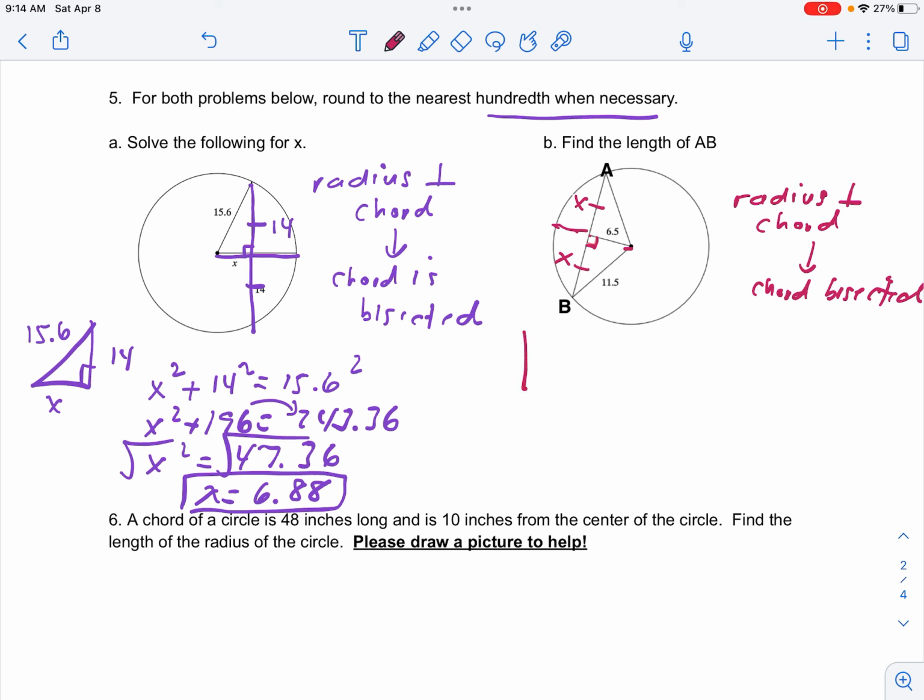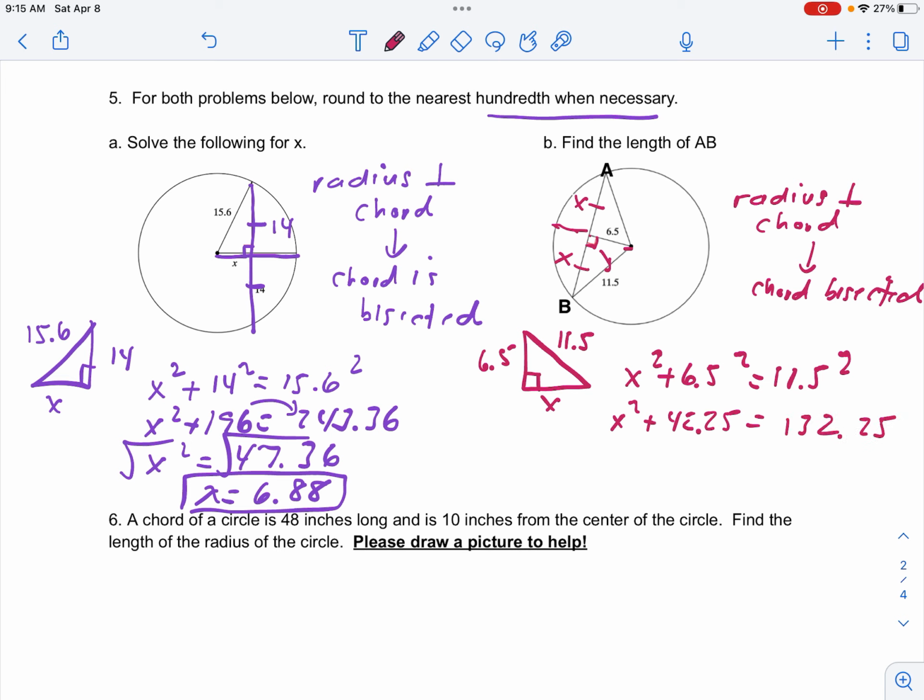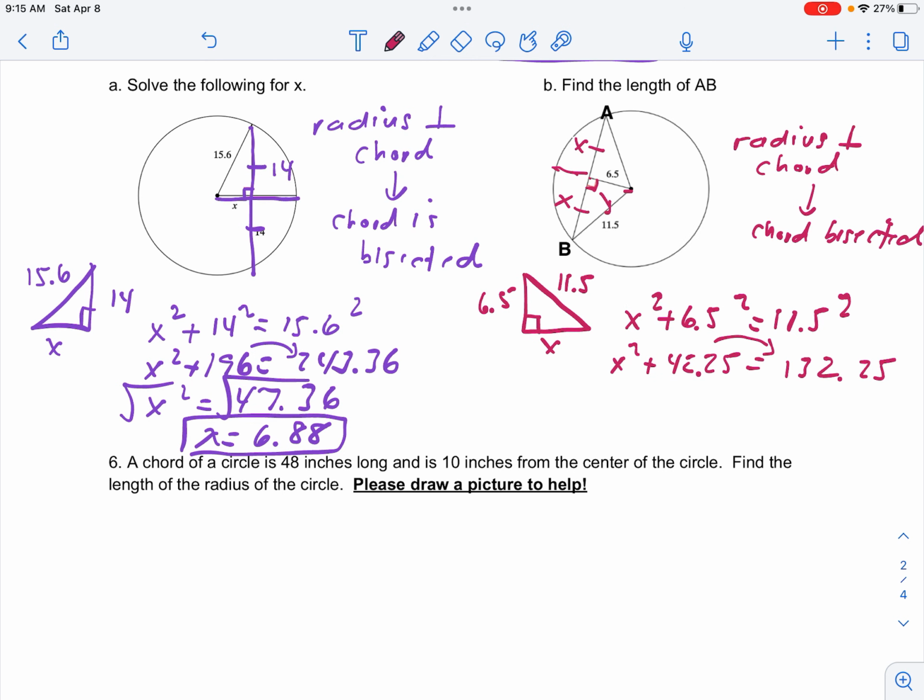So if I draw my little right triangle, or at least one of them, here's what I know. The side across from the right angle, or the hypotenuse, is 11.5. And I know that the height here is 6.5, and I'm trying to find this. So Pythagorean theorem again comes to the rescue. X squared plus 6.5 squared equals 11.5 squared, which would be x squared plus 42.25 equals 132.25. I did these calculations earlier. So if I subtract over the 42.25, I get x squared equals 90.